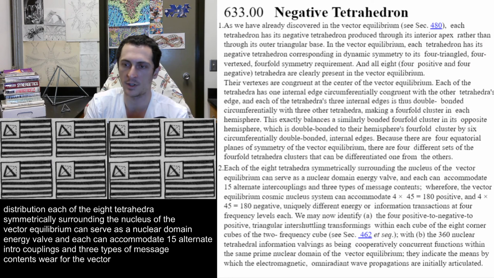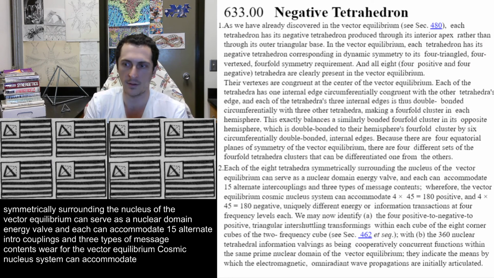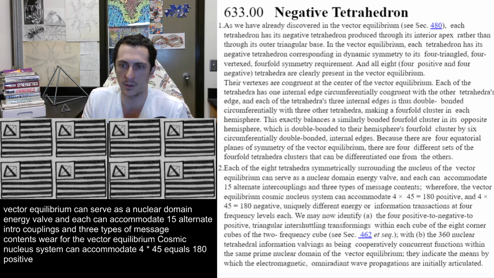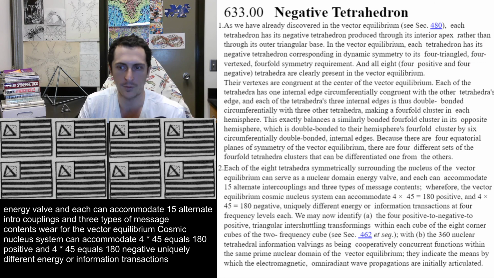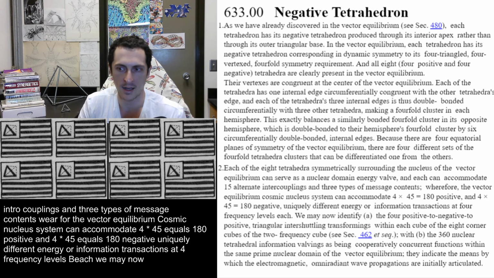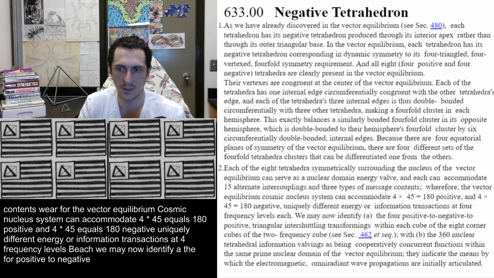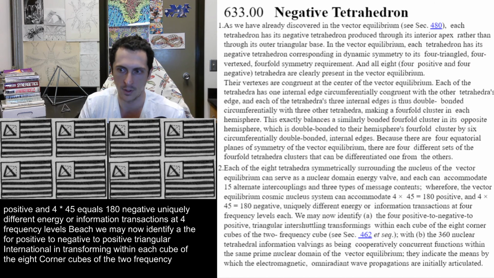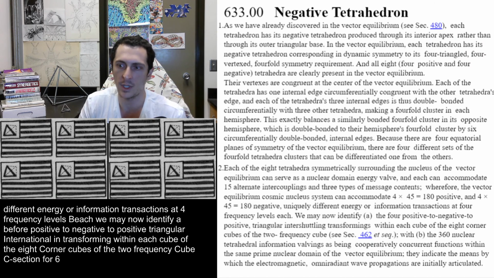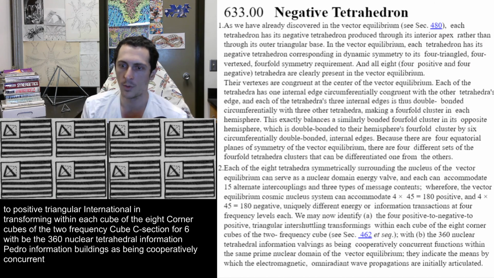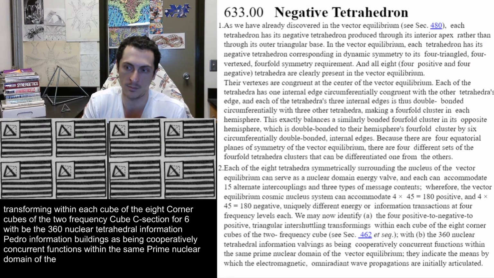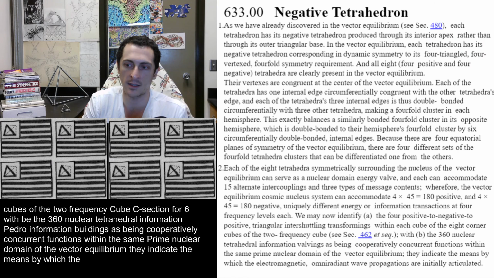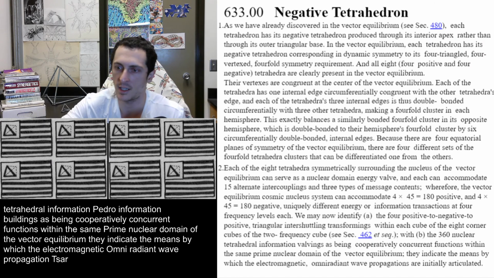Wherefore the vector equilibrium cosmic nucleus system can accommodate 4 multiplied by 45 equals 180 positive, and 4 times 45 equals 180 negative, uniquely different energy or information transactions at 4 frequency levels each. We may now identify A, the 4 positive to negative to positive, triangular intershuttling transformings within each cube of the 8 corner cubes of the 2 frequency cube. See section 462. With B, the 360 nuclear tetrahedral information valvings as being cooperatively concurrent functions within the same prime nuclear domain of the vector equilibrium. They indicate the means by which the electromagnetic omniradiant wave propagations are initially articulated.